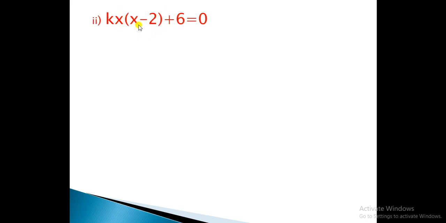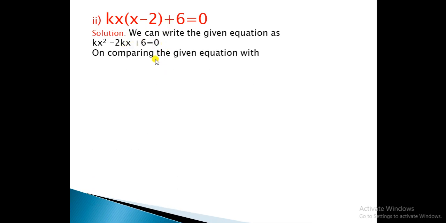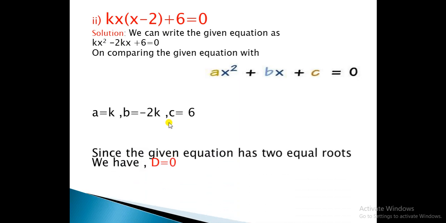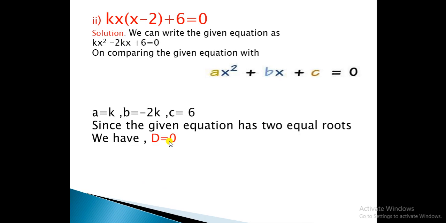Now let us see the second part. We have kx into (x minus 2) plus 6 equals 0. Students, you see that this equation is not in the form of the standard equation. So first of all we have to write it in the standard form. For that we have to multiply these two terms. So multiply and see what you will get: kx square, kx into minus 2 is minus 2kx, plus 6. Now the equation is in the standard form and we will compare it with the standard form. So we will get the values of a, b and c. A value is what here? k. B value is minus 2k and c value is 6.